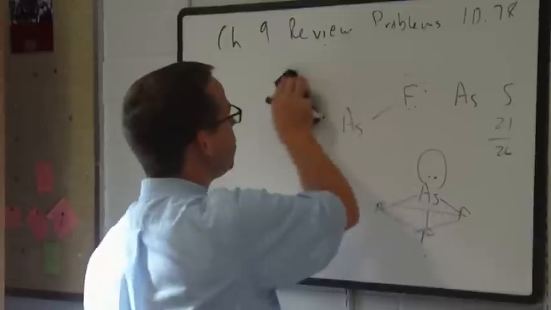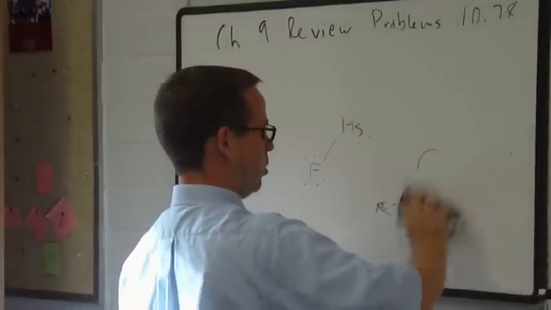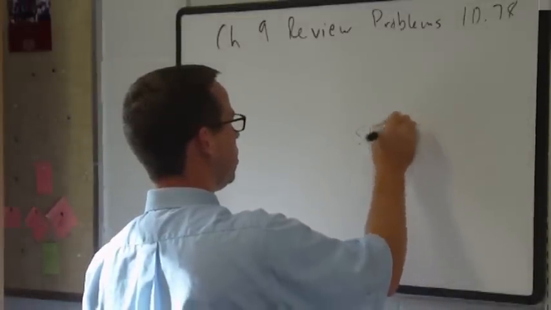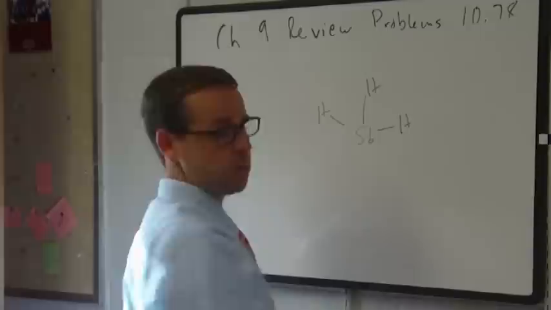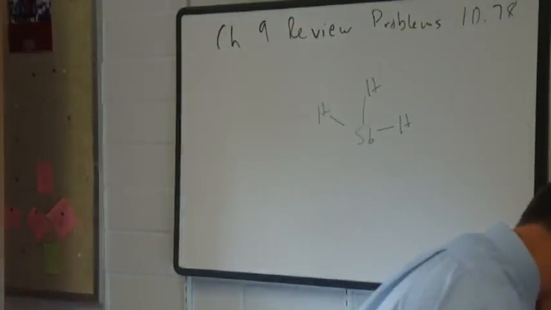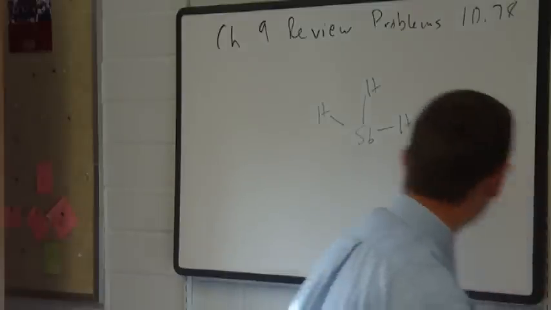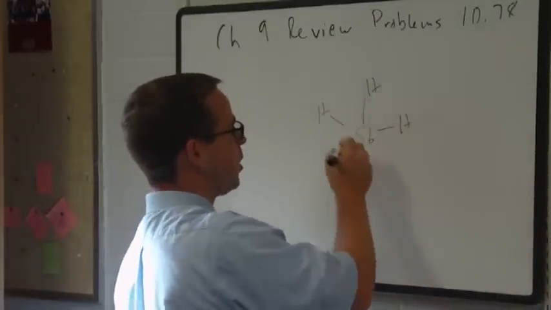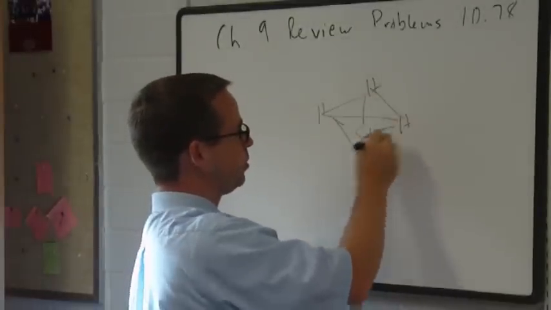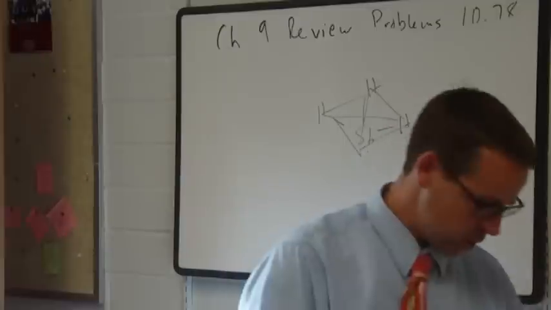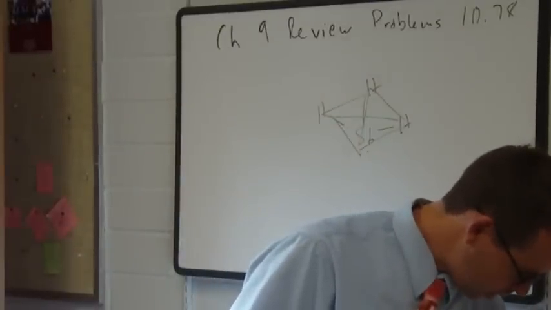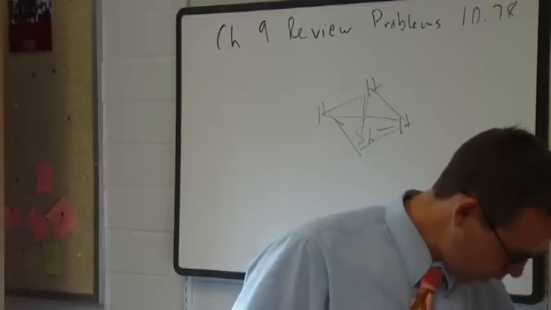SbH3, antimony hydride. Done? Okay, let me finish up this one. So we have antimony bringing how many electrons? We have 5. Antimony brings 5, plus 3 from hydrogen is 8. So it's 1, 2, 3, 4, 5, 6, 7, 8. So again, this is going to be trigonal pyramidal. Right? Trigonal pyramidal. So that is 1078D. I have one more, okay.